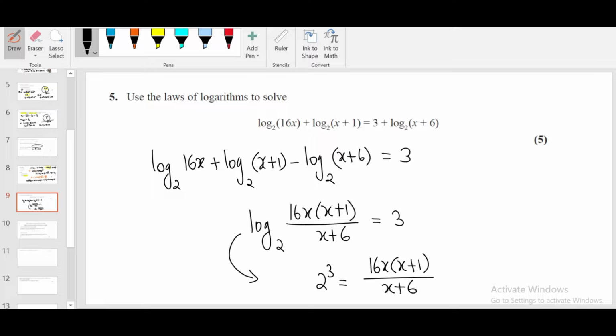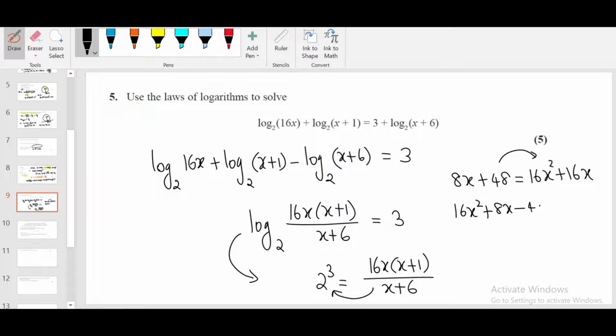That's how we solve a logarithmic equation. These are all the steps. And then make x the subject. Bring this here. 8 times (x+6) is 8x plus 48 is equal to 16x² plus 16x. Put everything on one side, you'll get a quadratic. 16x² plus 8x minus 48 is 0. Divide throughout by 8, you'll get 2x² plus x minus 6 is 0.